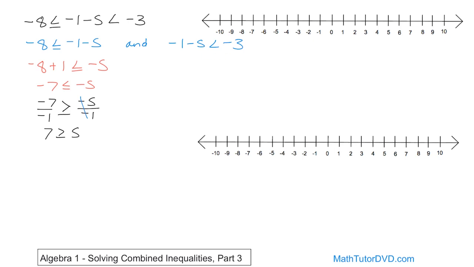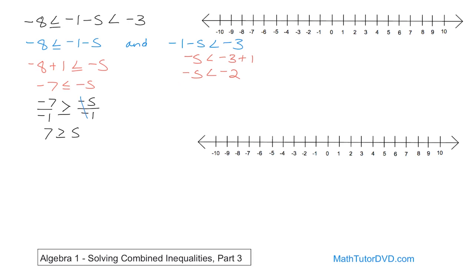We have this guy here. Leave the variable alone, move the number over by adding 1. So we'll add 1, so it'll disappear from the left. We'll have negative s less than negative 3 plus 1. All I did was add 1 to the left and 1 to the right. So I have negative s less than, what is negative 3 plus 1? That's negative 2.